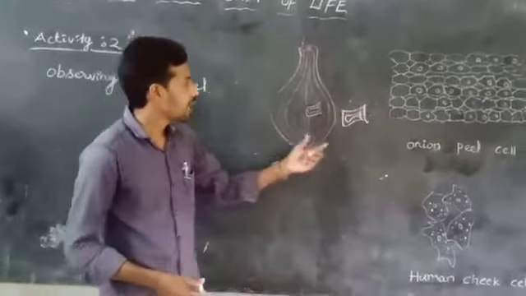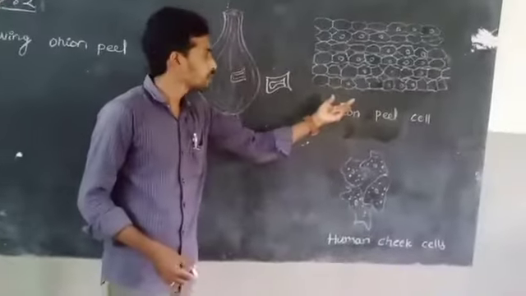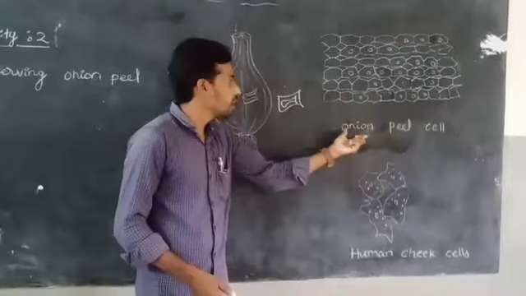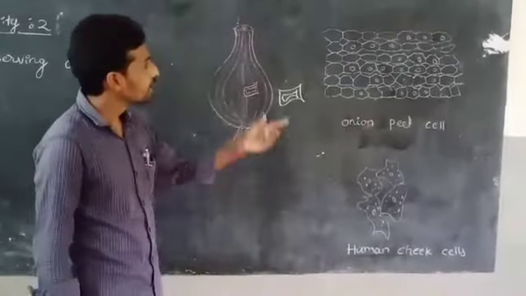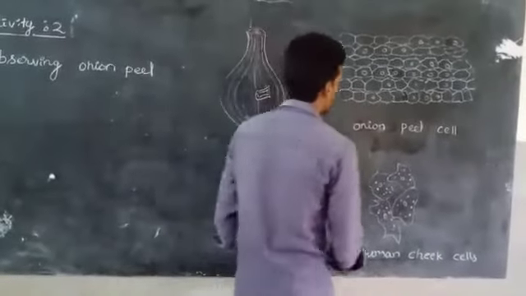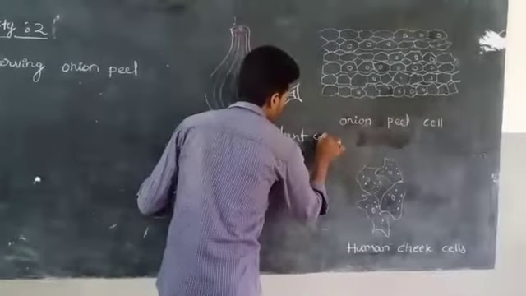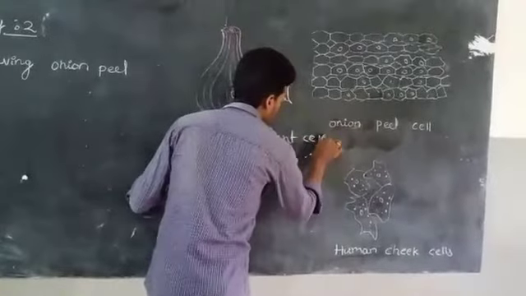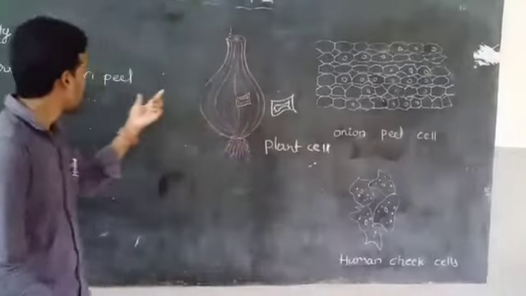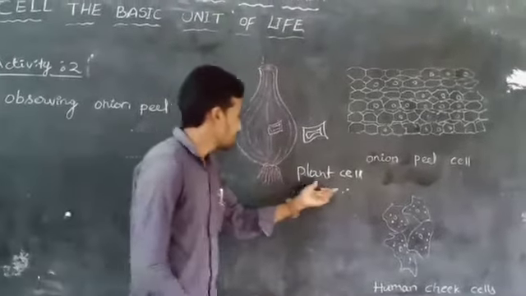Then rectangular spaces like cells are seen through the microscope. These are called onion peel cells. This is a plant cell, and this is in live condition. It would be similar to the cork cell or matchstick cell.